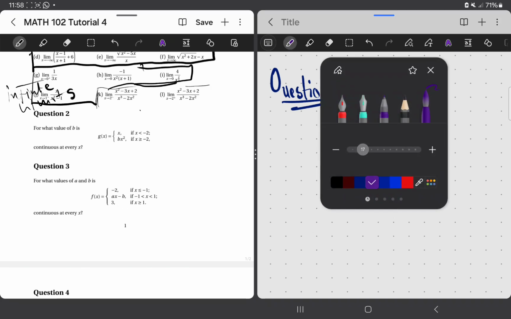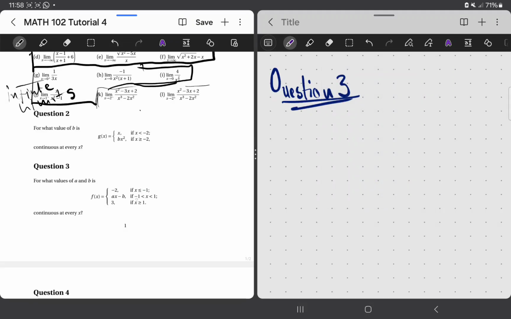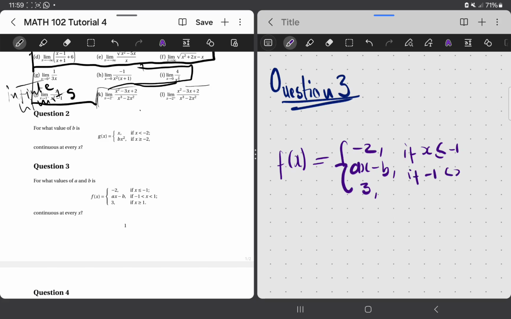So anyway, what is the first value we have? It's x equal to minus 1. So we need to make sure that at x equal to minus 1, there is continuity. Then we need to make sure that at x equal to 1, there is continuity. So let's put our f of x first. f of x is going to be a piecewise function with 3 pieces: negative 2 if x is less than or equal to minus 1, ax minus b if minus 1 is less than x, which is less than 1, and 3 if x is greater than or equal to 1.